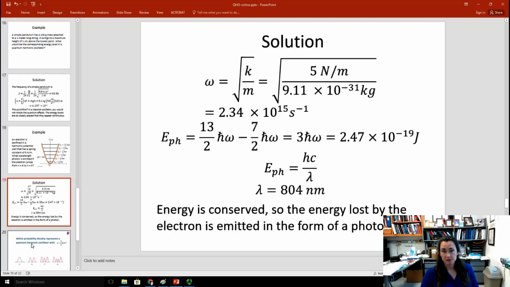Now that's emitted in the form of a photon, and the energy of a photon is equal to hc over lambda, where h is Planck's constant, c is the speed of light, and lambda is the wavelength of the photon. Plugging in those values, I get a wavelength of 804 nanometers. So that would be the wavelength of the photon that would be emitted if it made that energy level jump.